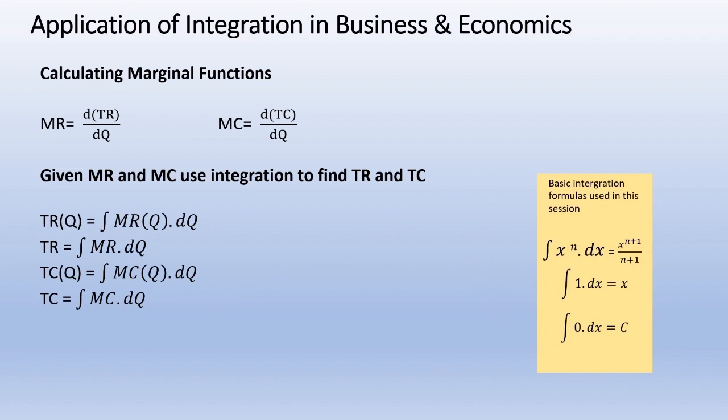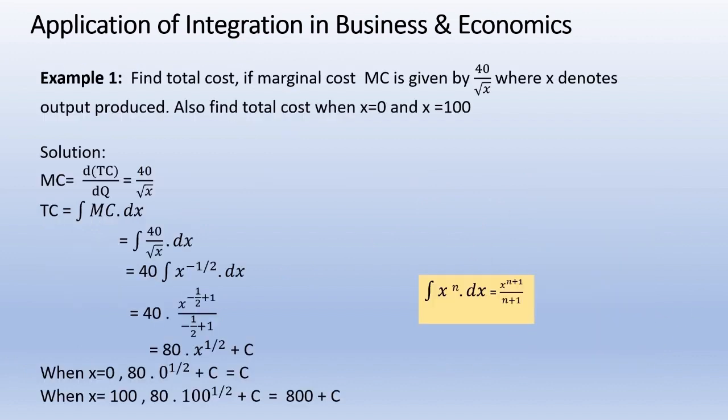Example 1. Find total cost, if marginal cost MC is given by 40 by root X, where X denotes output produced. Also find total cost when X is equal to 0 and X is equal to 100. Solution. MC is equal to 40 by root X. TC is integration of MC dx. Integrating 40 by root X. Root X can be written as X power minus half.